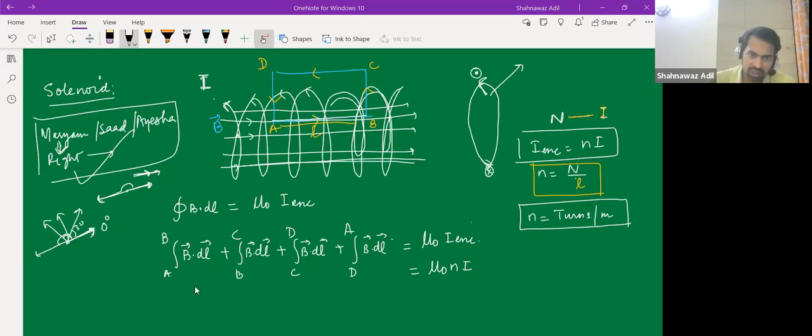So this would be B and the integral of dl. Okay, let me not skip these steps. So this is B dl cos of 0 degrees. Now from B to C, what is the angle between B and dl? Yeah, so 90 degrees. Okay, so this is 90.